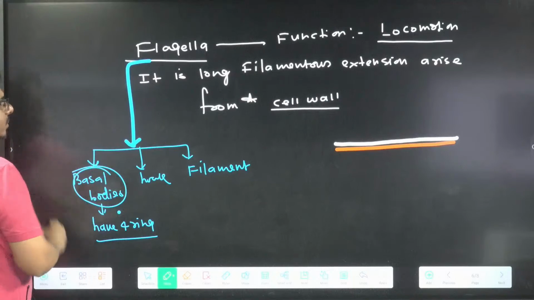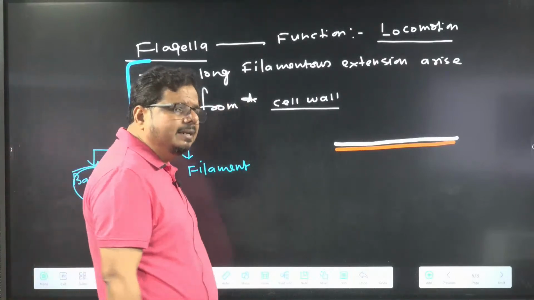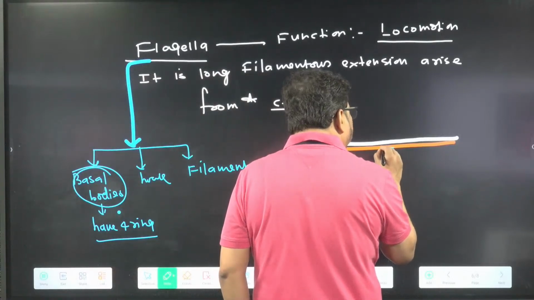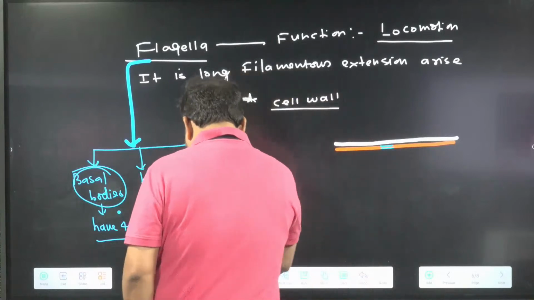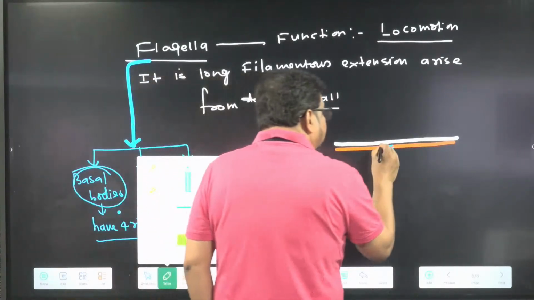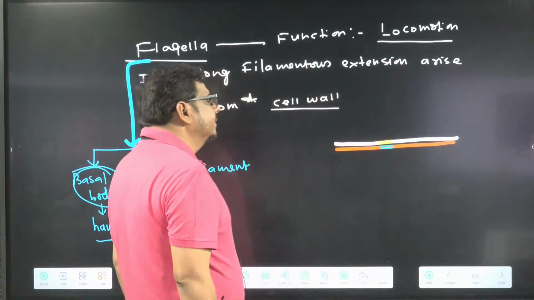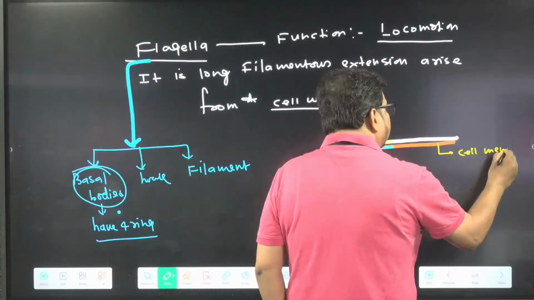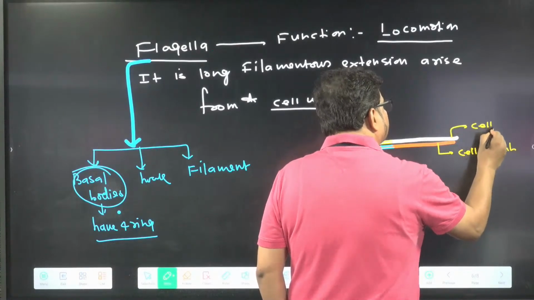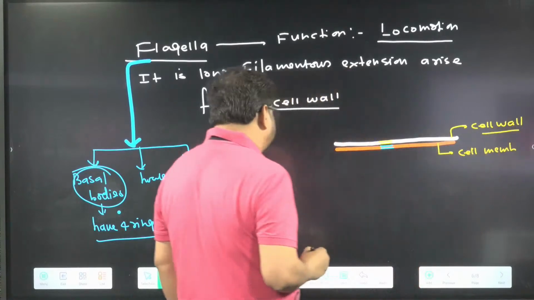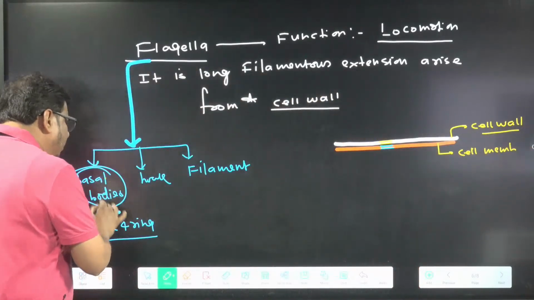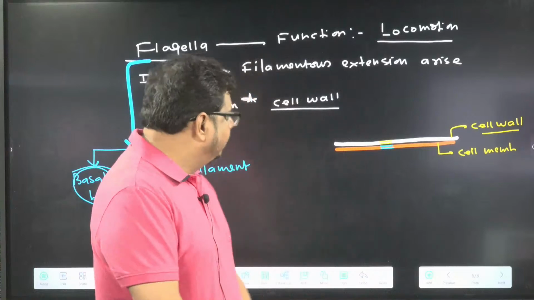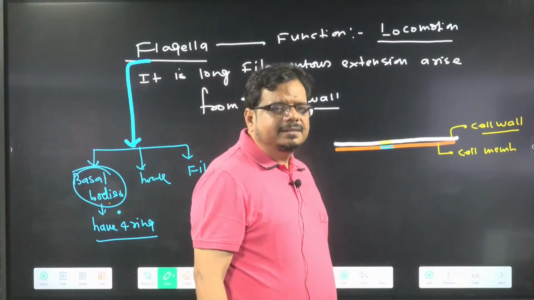This basal body part of the flagella is embedded in which one? Cell wall and cell membrane both, with the help of how many rings? 4 rings. Out of 4 rings, 2 rings are present in the cell membrane. And out of 4 rings, 2 rings are present in which one? Cell wall. So these are the cell wall, cell membrane inner, and these are outer, which one? Cell wall. So the basal body is partially embedded in the cell wall and partially embedded in the cell membrane. Understanding the idea or not?